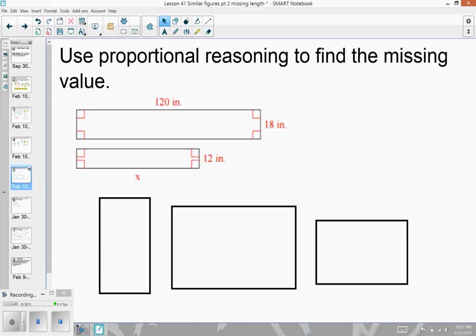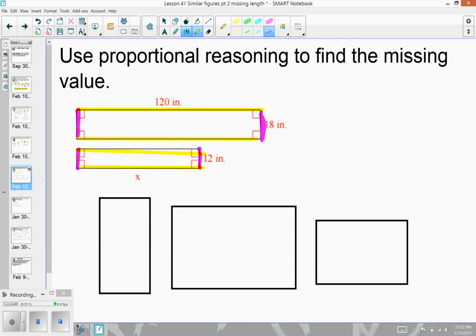Let's go to our next example. Here we have two rectangles. Again, we want to use proportional reasoning to find the missing value. Now we know with rectangles that opposite sides are congruent to each other. So this side is congruent to this side, and it corresponds to these two sides as well, doesn't it? Excellent. And then I'm going to use my magenta color, and the two shorter sides, our two widths, are congruent to each other, and they correspond then to those sides as well.